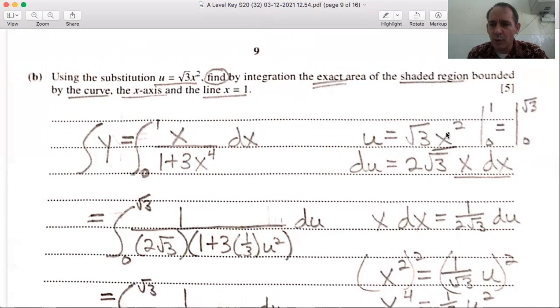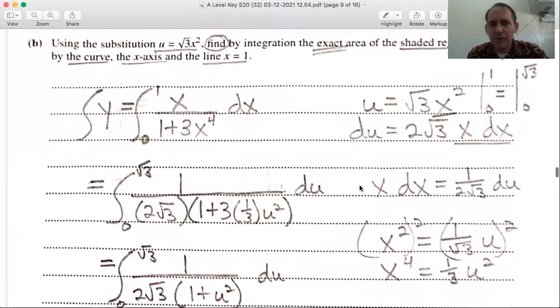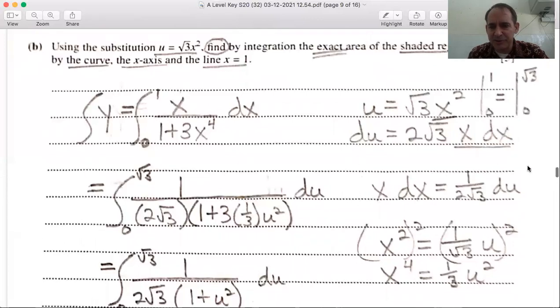So if you plug in a 1, you get root 3 for the top boundary. When you plug in a 0, you get 0 for the bottom boundary. This is now your boundaries for the variable u. So here's our integration with the change in boundaries. Now, when you look at the substitutions, this is where it gets a little bit interesting because none of the substitutions directly plug in. We got to manipulate some things a little bit.